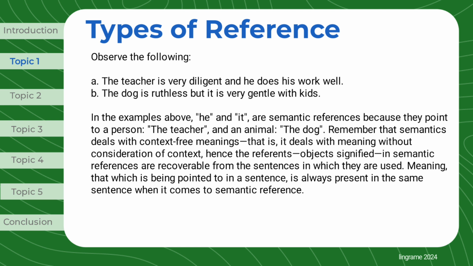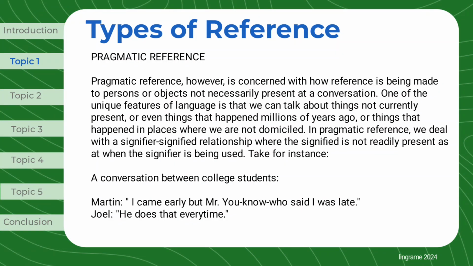Meaning, that which is being pointed to in a sentence, is always present in the same sentence when it comes to semantic reference. Pragmatic reference, however, is concerned with how reference is being made to persons or objects not necessarily present at a conversation. One of the unique features of language is that we can talk about things not currently present, or even things that happened millions of years ago, or things that happened in places where we are not domiciled. In pragmatic reference, we deal with a signifier-signified relationship where the signified is not readily present as at when the signifier is being used.